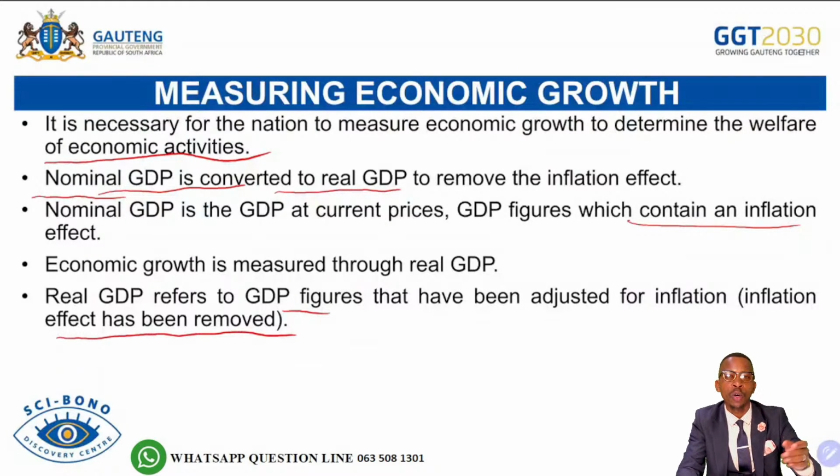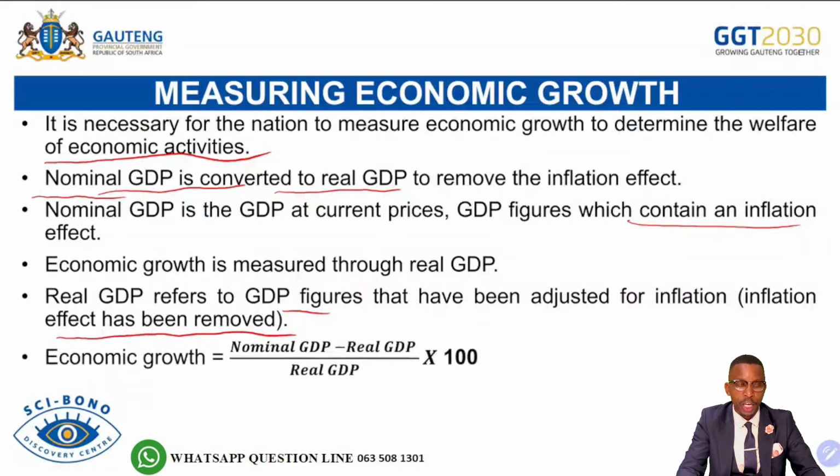You can come across the question, why should the inflation effect be removed when measuring economic growth? It should be removed so that the actual growth trends of the economy can be discovered, because without removing the inflation effect, we can come across false growth trends. Economic growth can be calculated in this way: economic growth equals nominal GDP minus real GDP, divided by real GDP, multiplied by 100. Then that's when we discover actual growth trends of the economy.